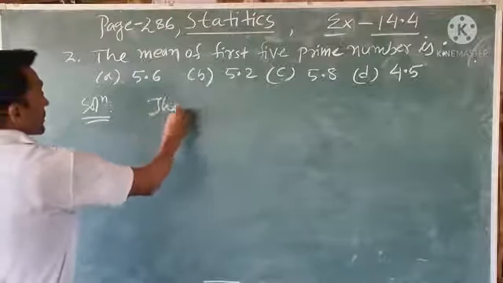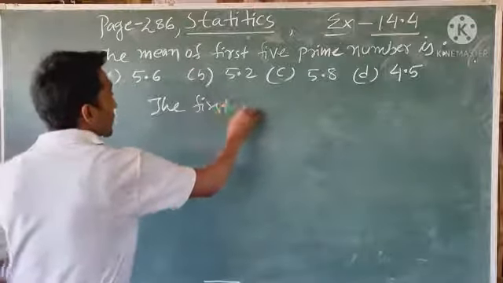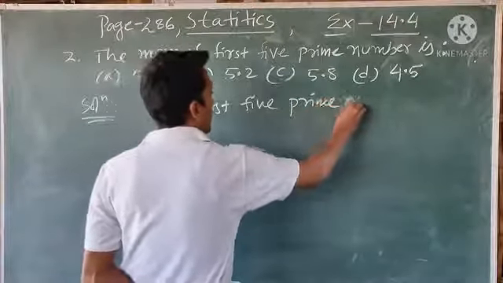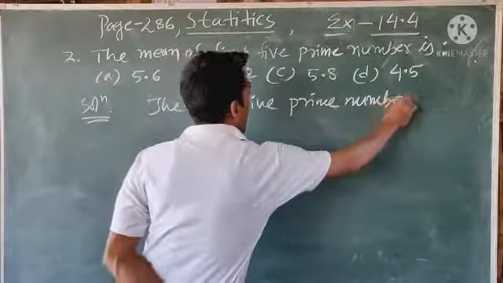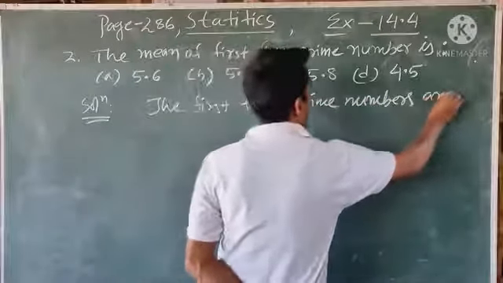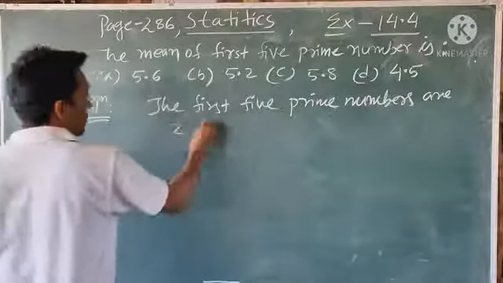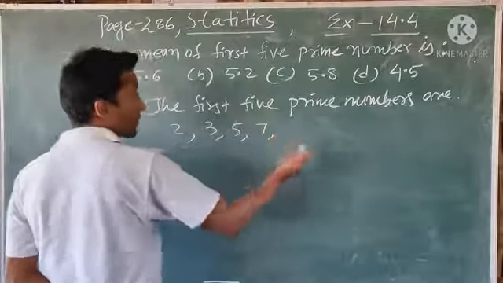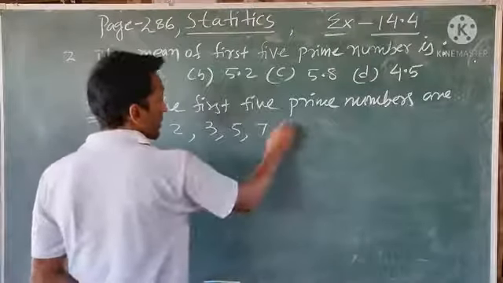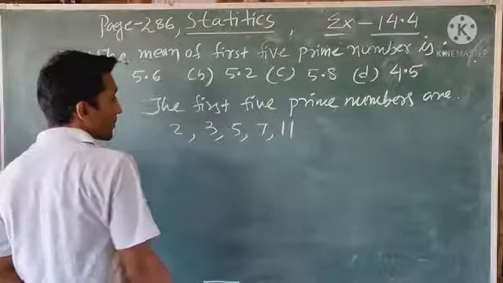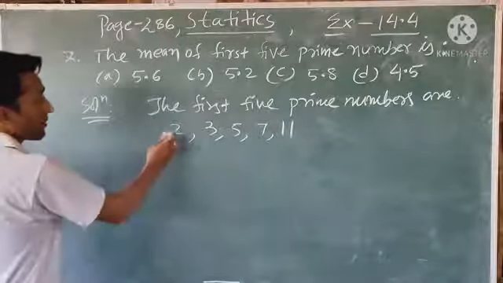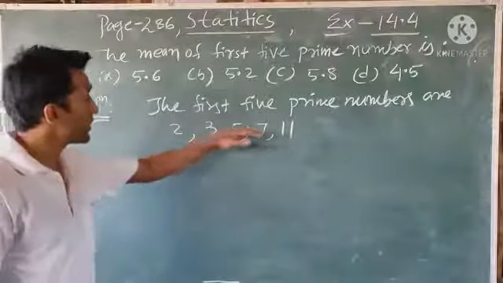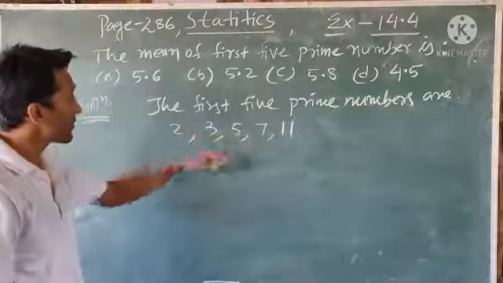So the first 5 prime numbers are 2, 3, 5, 7, 11. After 7, 9 is not a prime number. 9 is a composite number. After 7, 11. 1, 2, 3, 4, 5. So now you have to find the mean of these first 5 prime numbers.